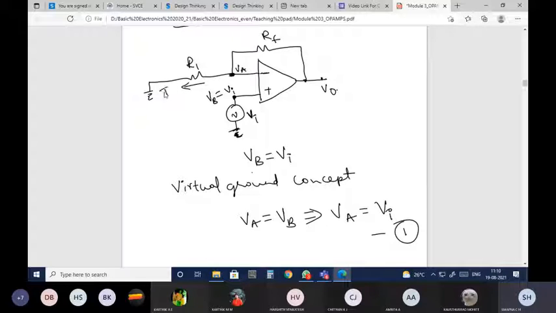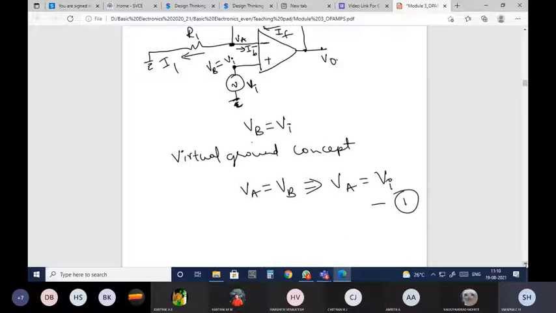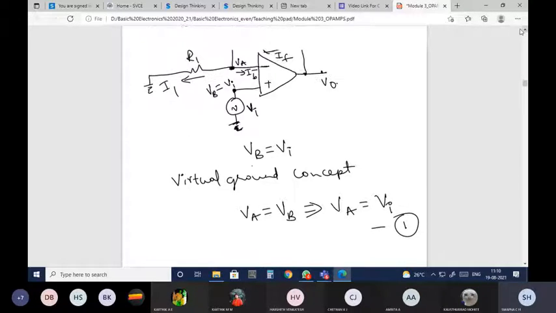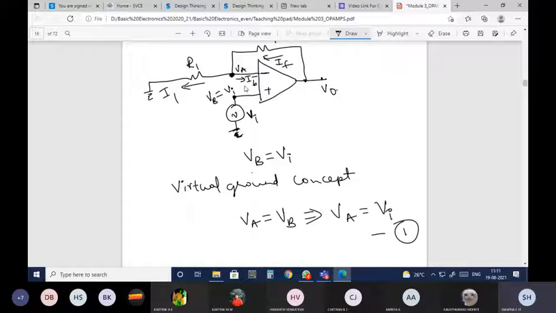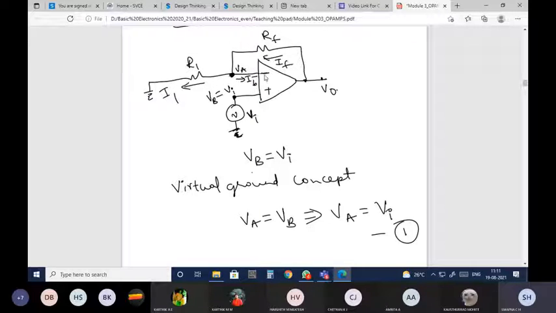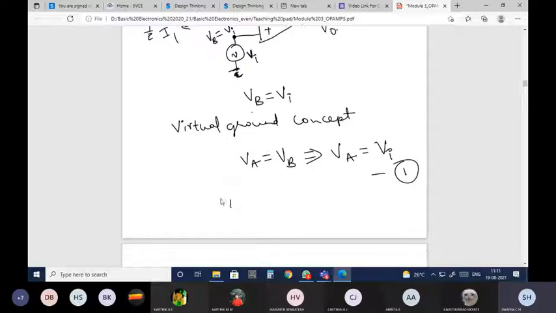So this current I will name as I1 in this direction, and this will be IF, and this will be IB minus. Okay, so again apply KCL at this node. Currents entering is equal to currents leaving. IF is the entering current, and I1 and IB minus are the leaving currents. So IF is equal to I1 plus IB minus.